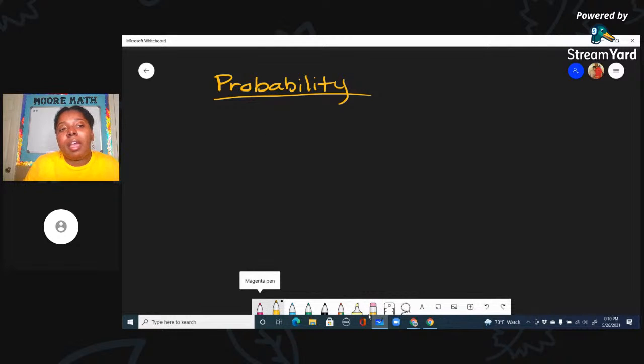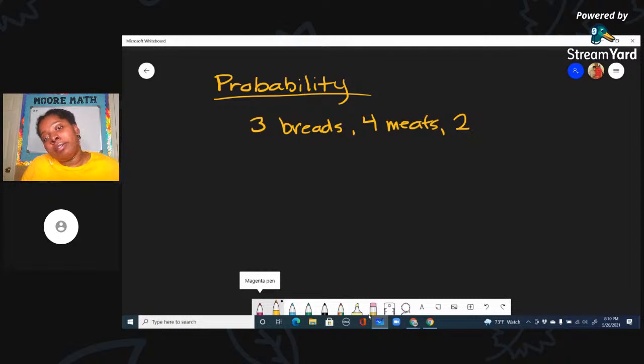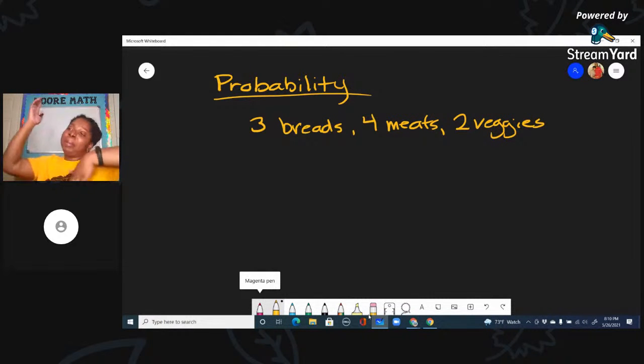Where they say, I have 3 choices of breads. Like somebody wants to make a sandwich, right? They have 3 choices of bread, 4 choices of meats, and 2 choices of veggies. We could put sauces, but whatever. How many possible combinations will they have, right? Have you guys done anything like that?